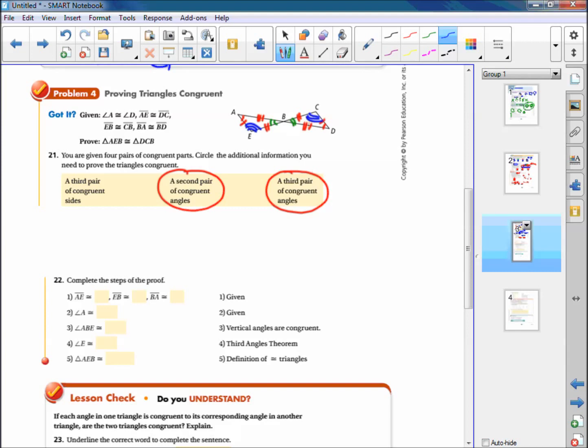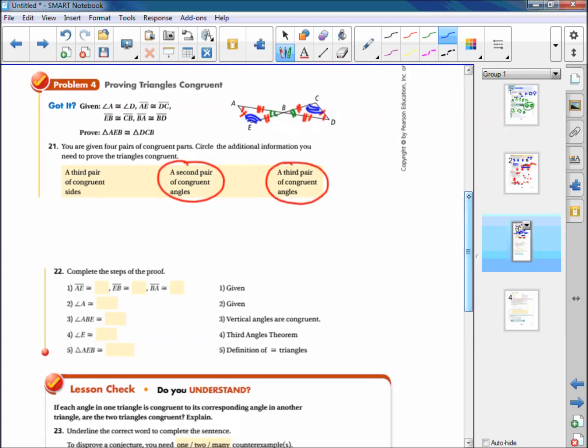So let's go ahead and complete that. I just combined it into one page so that we could see the picture at the same time we're working on the proof. So complete the steps of the proof.